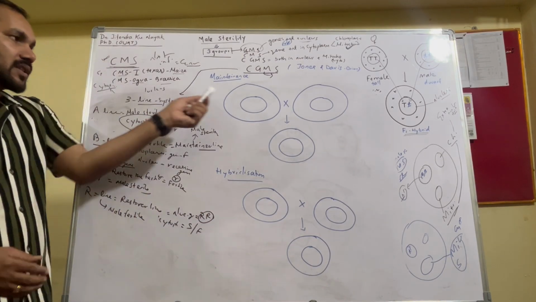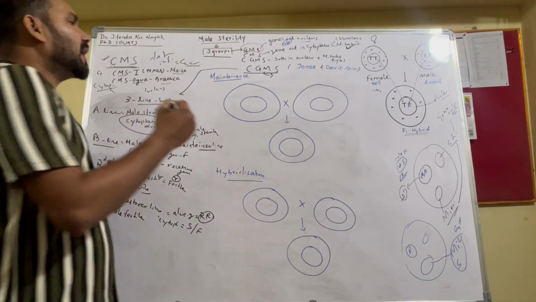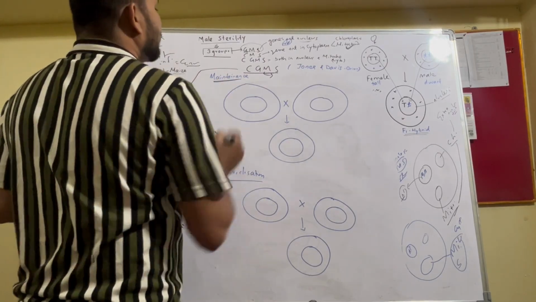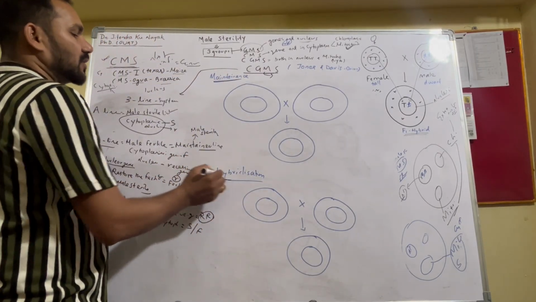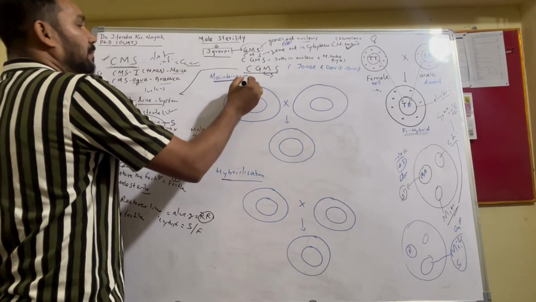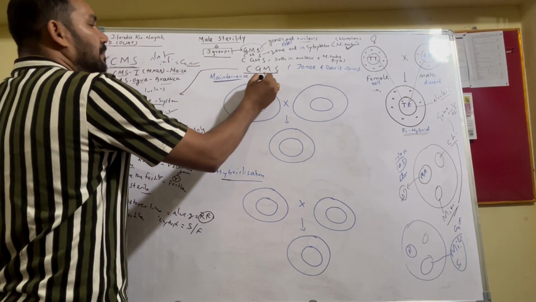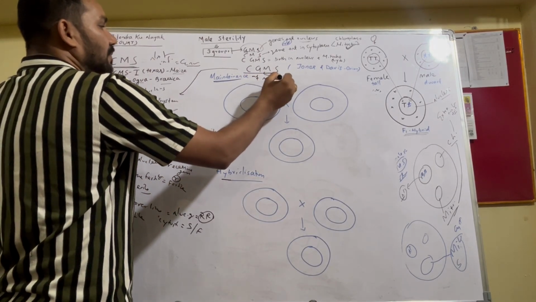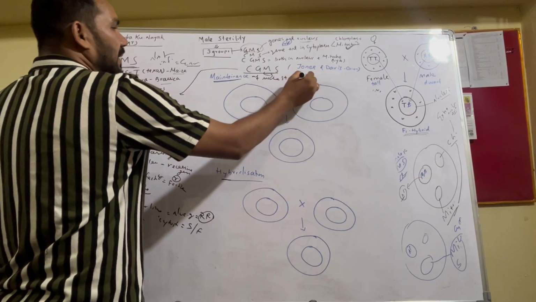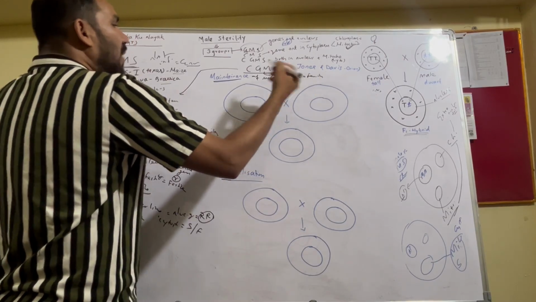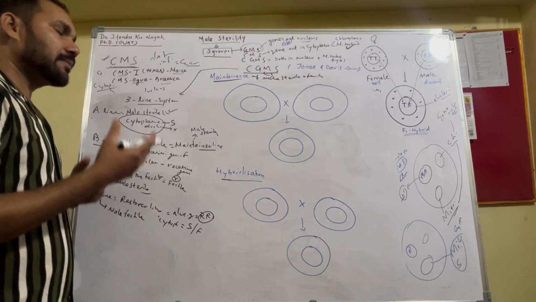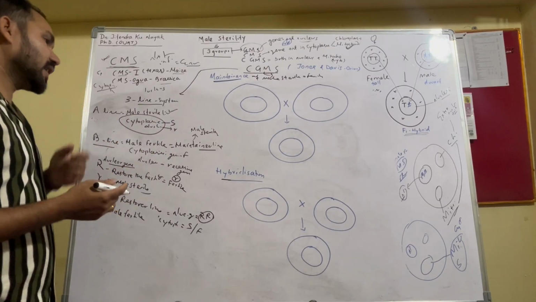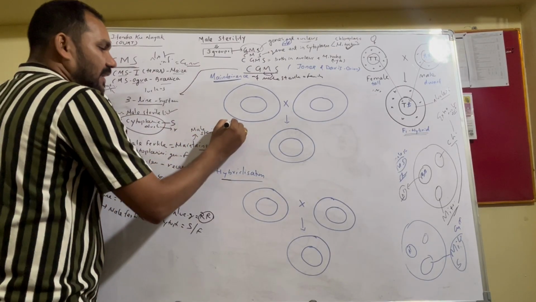So let us come to this diagram. Let us first understand two things: one is maintenance, another is hybridization. First, maintenance means maintenance of the male sterile, the female line. We want to produce more and more female lines. This is called the A line.